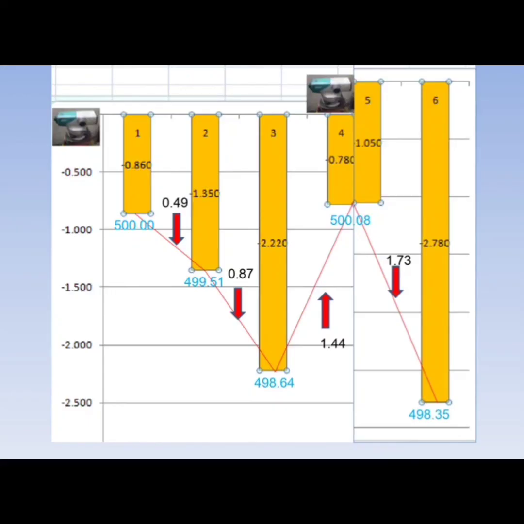From A to B, there is a fall of 0.49. From B to C, there is a fall of 0.87. From C to D, there is a rise of 1.44. From D to E, there is a fall of 1.73.